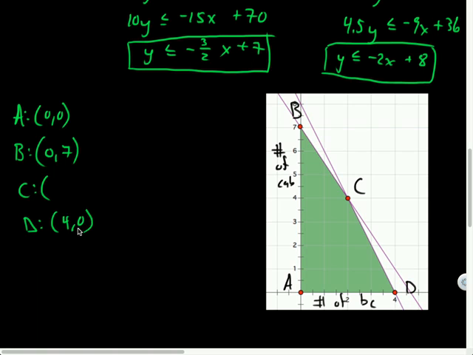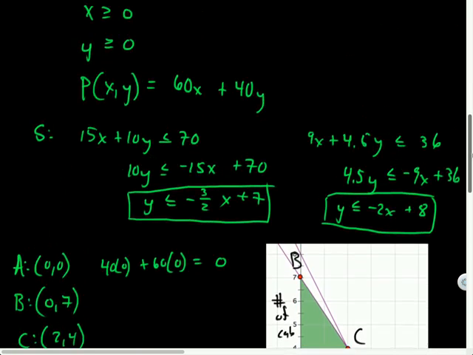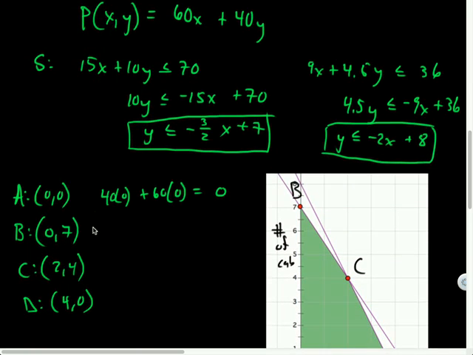4 comma 0. Good catch. And this was 2 comma 4. Mixed up the x and y's clearly. So let's see. 40 times 0 plus 60 times 0 for a profit of 0. Okay. Nope. It is 0, but I mixed up the numbers. 60 times 0 plus 40 times 0. My apologies. Is 0. Which, I mean, maybe that is the solution.